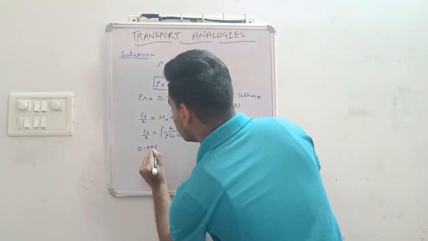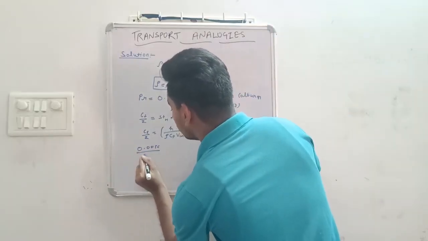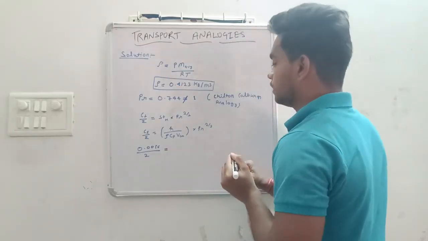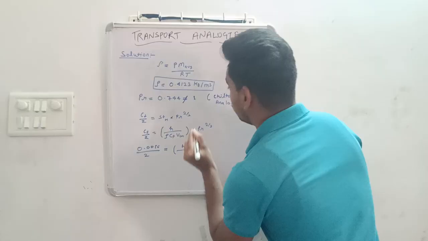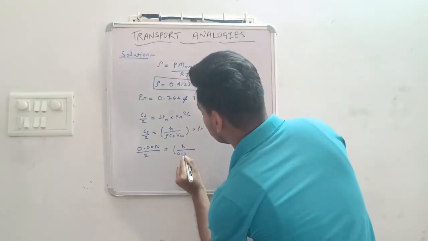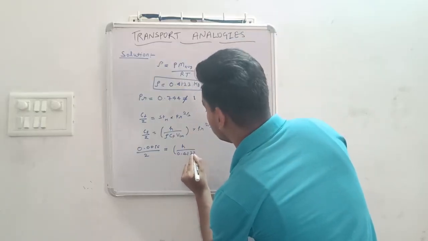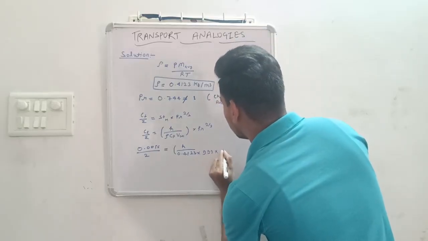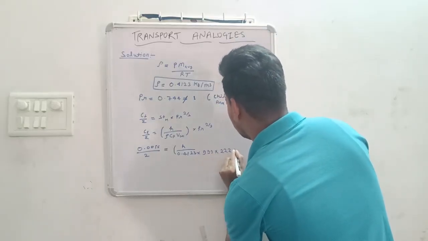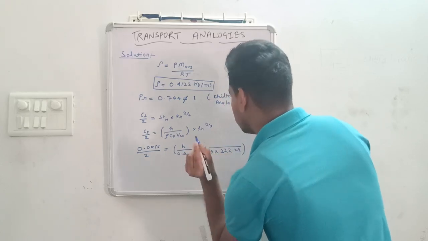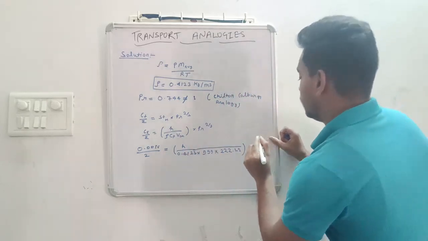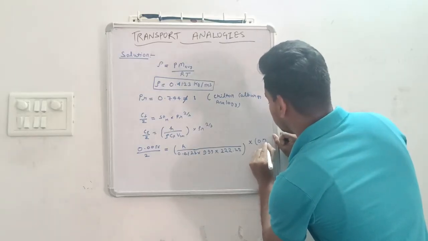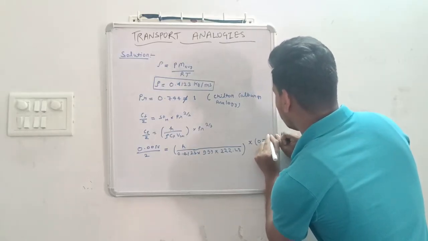Cf is 1.0016. We have taken this value in the given part, so we will directly take these values from there. H by rho. Rho is 0.4123 into Cp 999 into velocity 222.22. We have calculated these values in the given part, and the value of Prandtl number is 0.744 to the power 2 by 3.